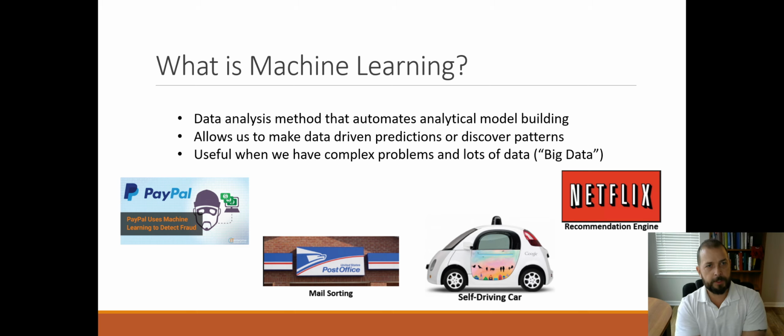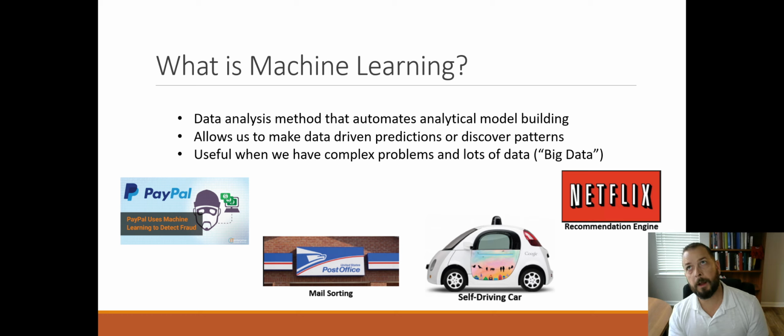So you've heard me use this term quite a bit. I want to define a couple of these terms a little bit more for you guys. So what is machine learning? A data analysis method that automates our analytical model building, and I'm going to talk a little bit about what the differences are in there. This allows us to make data-driven predictions and discover different patterns, and is useful when we have very complex problems and lots of data, what we call big data.